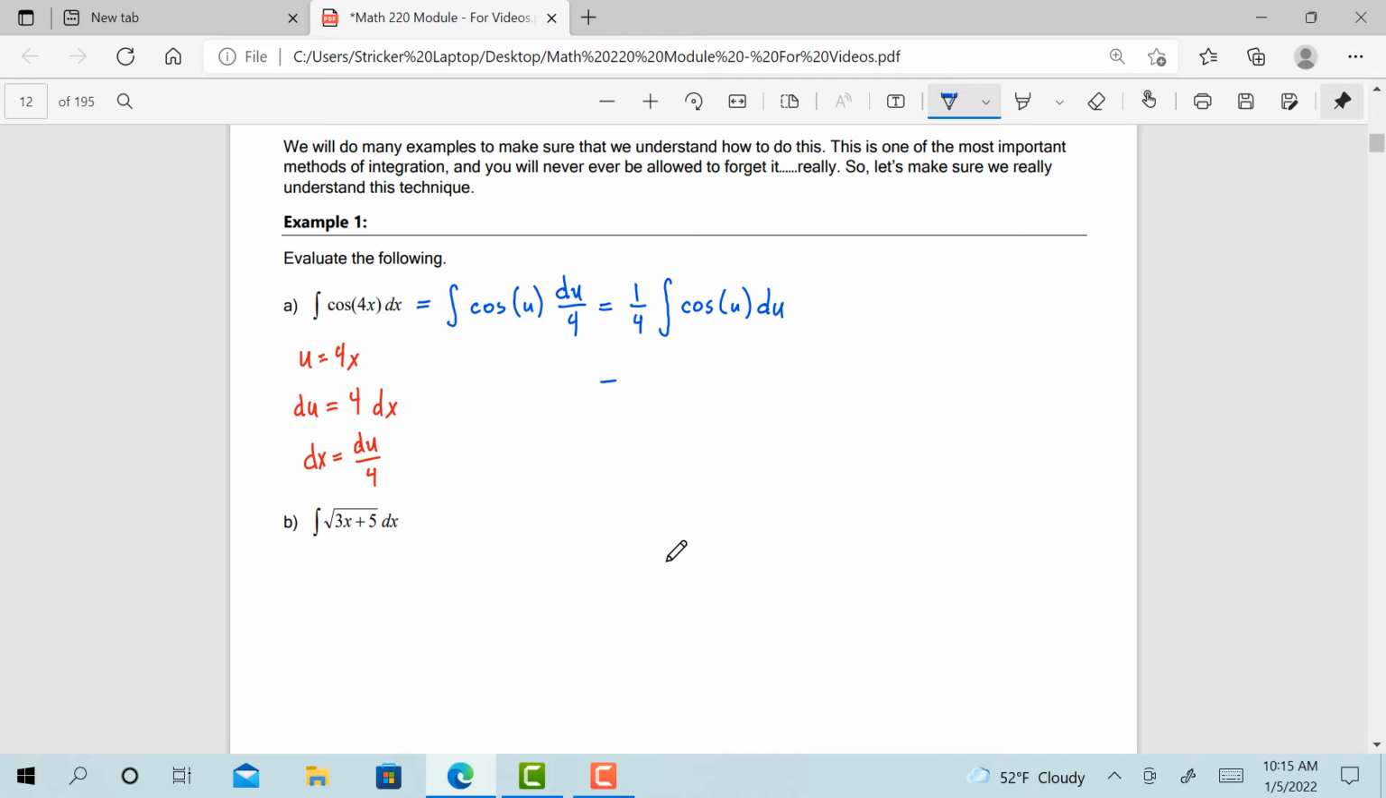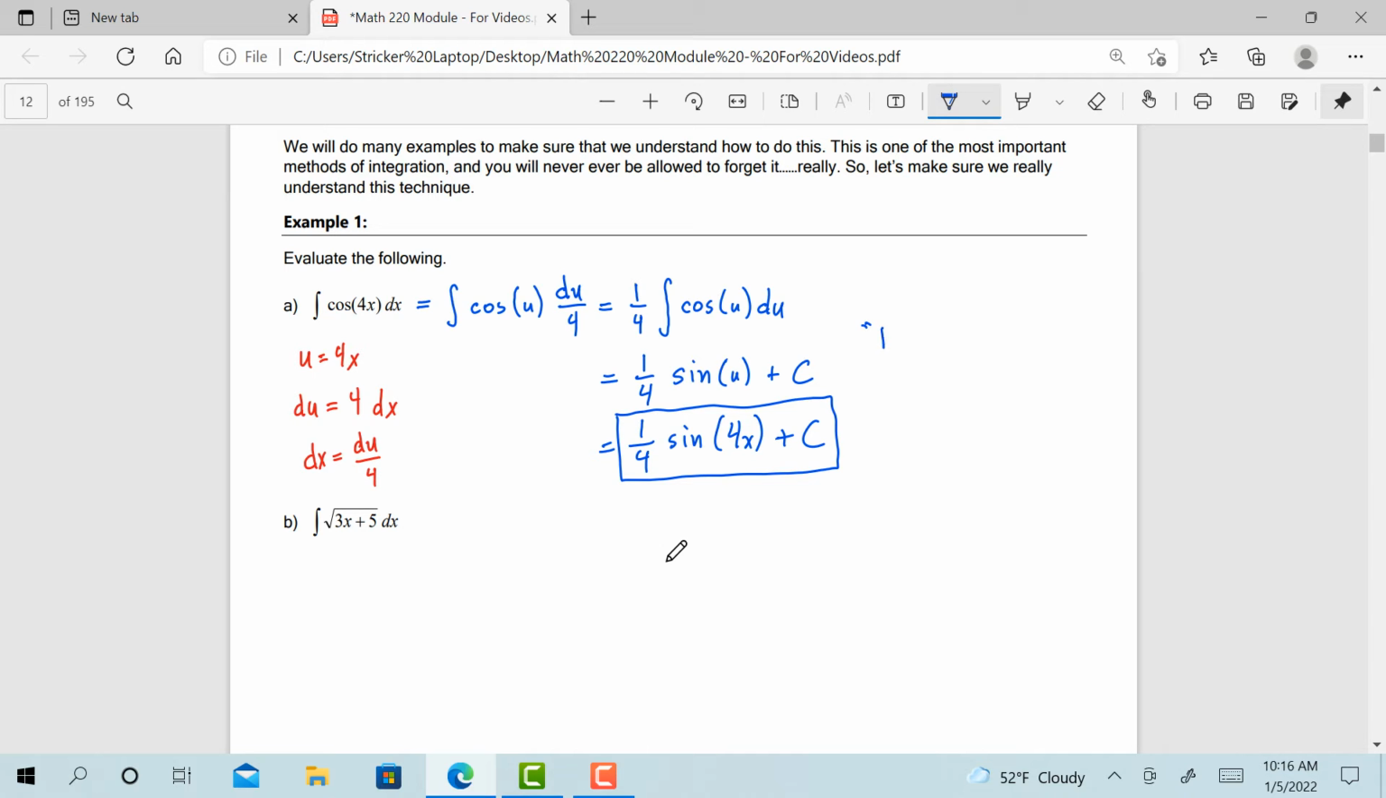And so we know that we can now take the antiderivative. The antiderivative of cosine is sine. And the sine of u, we have, don't forget about our constant of integration. And then, of course, you can back substitute. So the u is equal to 4x. And that's our answer. So that's kind of a basic introductory example to reviewing how to do a u substitution.